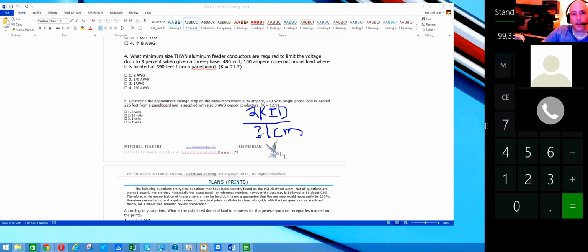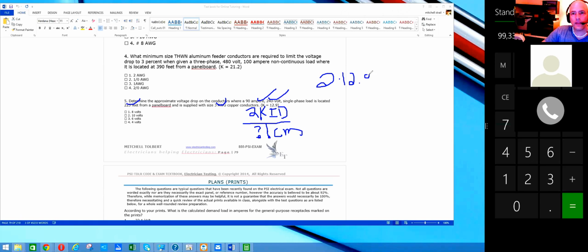All right. So do I have everything I need? I've got my amperage load. I've got the distance. I've got the wire size, and I've got a voltage value. So I've got everything I need in this equation to do this problem. So it's going to be 2 times copper, which is going to be the 12.9.